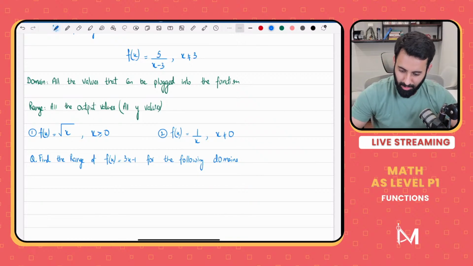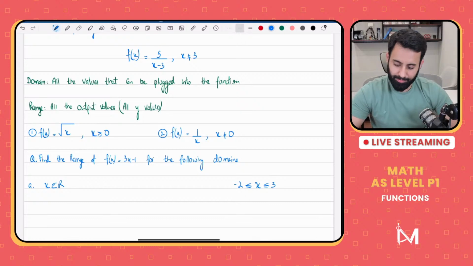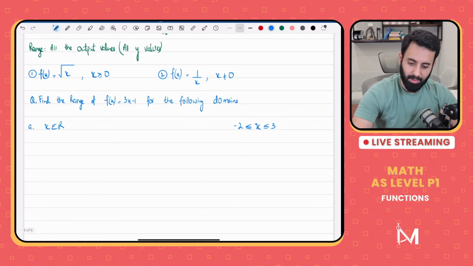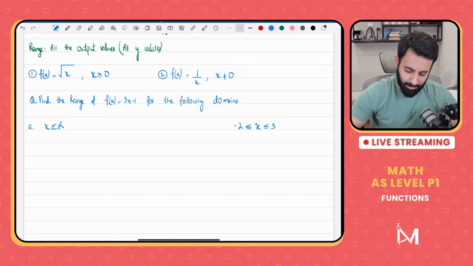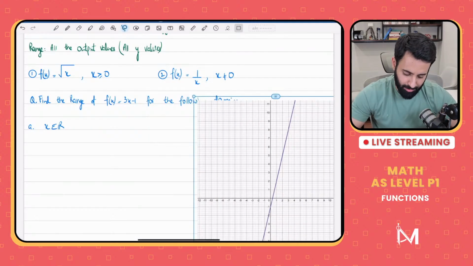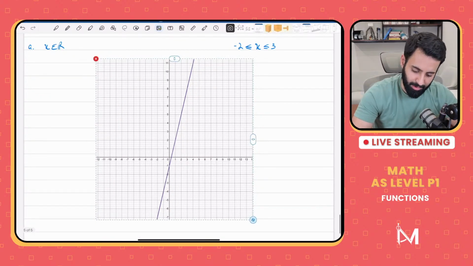Okay, and what's the domain? Here it is. Let's say you have x, which belongs to the set of real values, and then there is a restricted domain, which is minus 2 to 3. When x belongs to the set of real values, that means there is no restriction. So there is no upper limit, there is no lower limit. That means you can plug in a value as great as possible, you can plug in a value as small as possible, nothing to worry about.